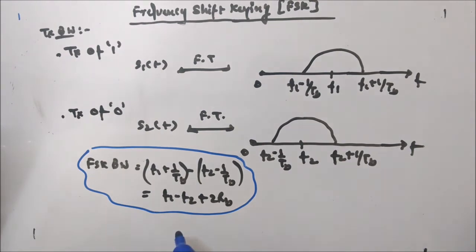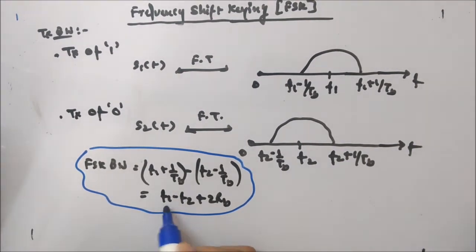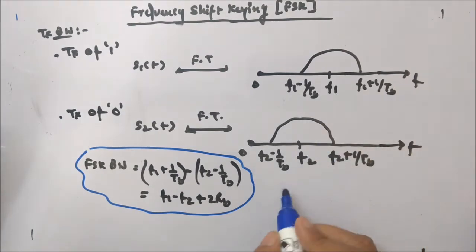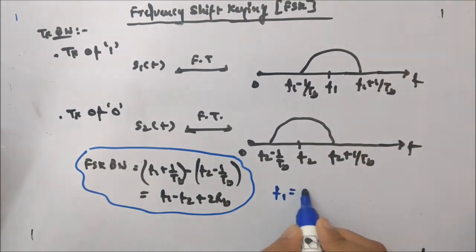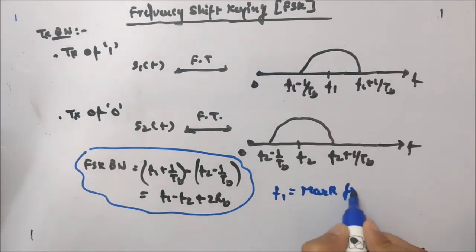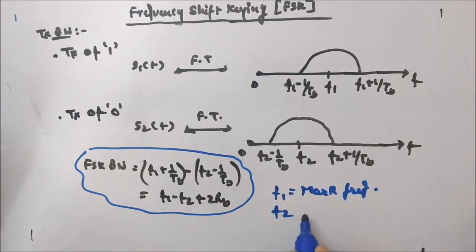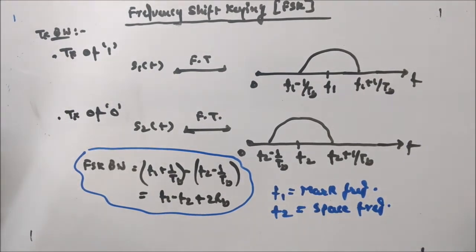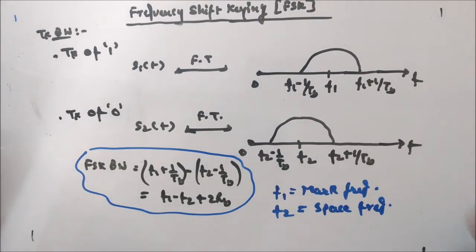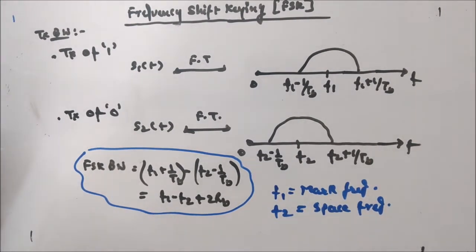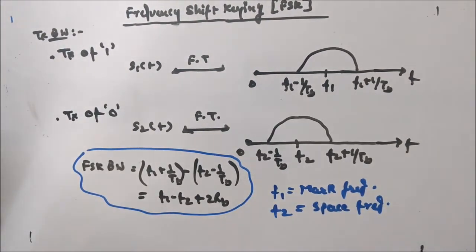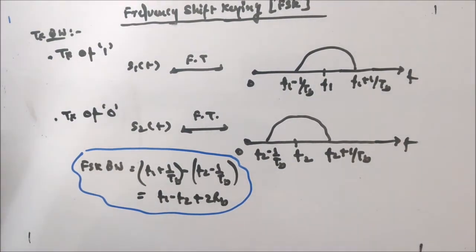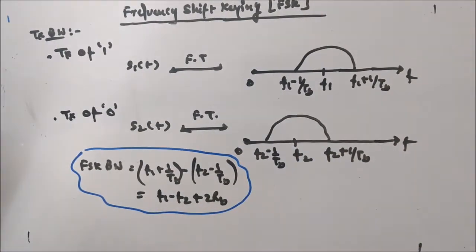Okay, and one more thing I want to mention here, the higher frequency is sometimes called as mark frequency, and the lower frequency is called as space frequency. Sometimes you call these terms like this. The frequency which is higher one, you call it a mark frequency, and the lower one you call it as space frequency. So these are the terms used for these two in general.